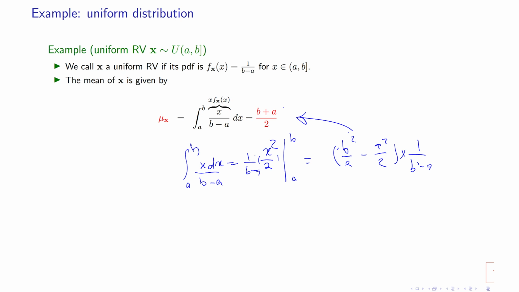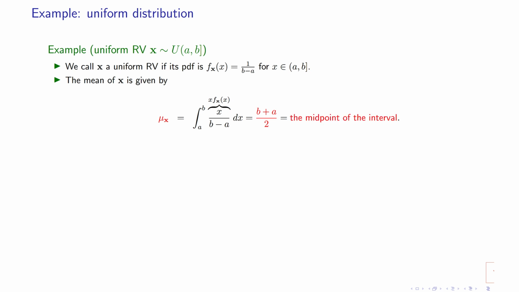So we see that the distribution is from a to b, and then you have flat here and 0 elsewhere. The center of the distribution is a plus b divided by 2, which is exactly in the middle of a and b. So the center of the distribution is the expected value and is also the mean. So this is the midpoint of the interval.